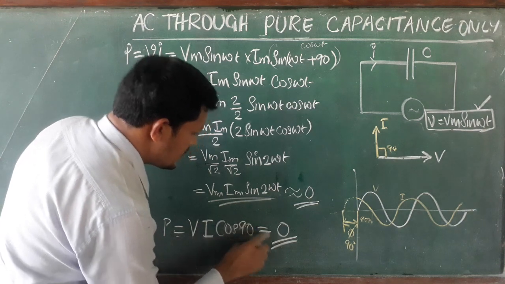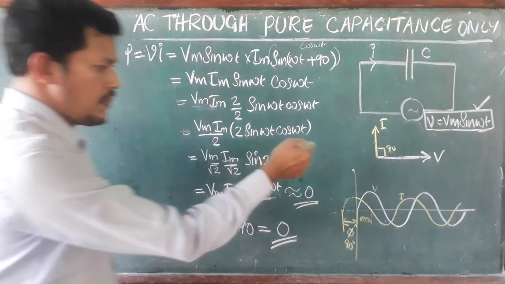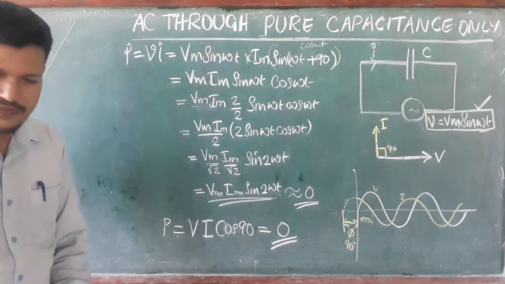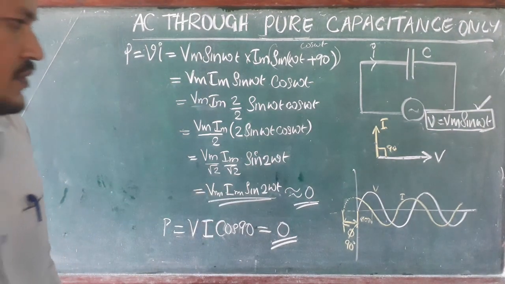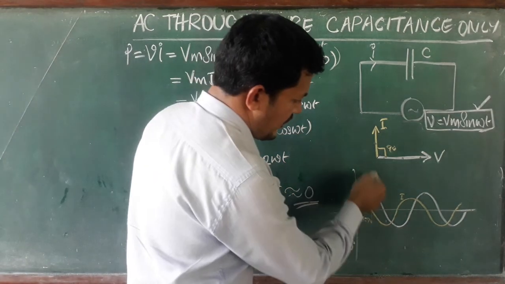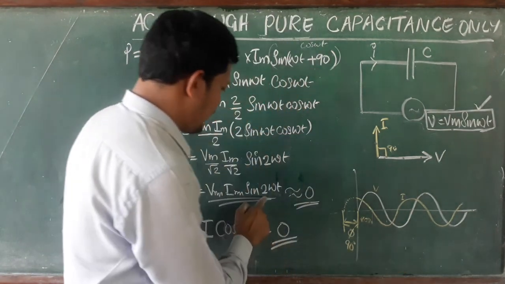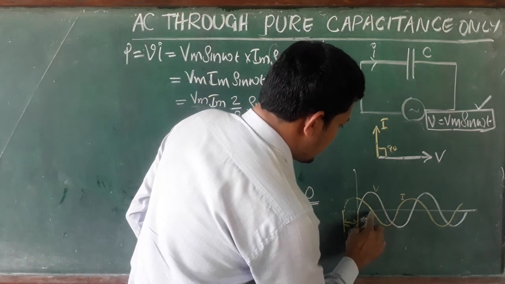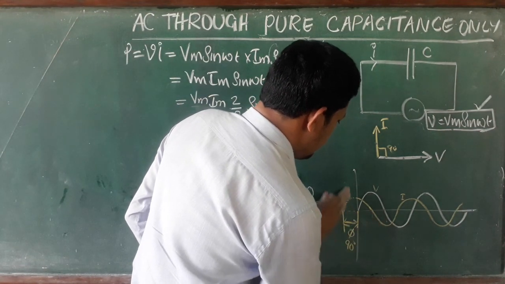Power is 0. So from the graph, or on the waveform, we can also find what the power is. We are going to draw the waveform of power and then find whether it is double the frequency or not, clear? So I am drawing the intervals first, clear?